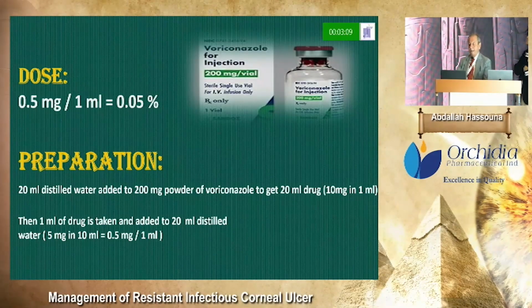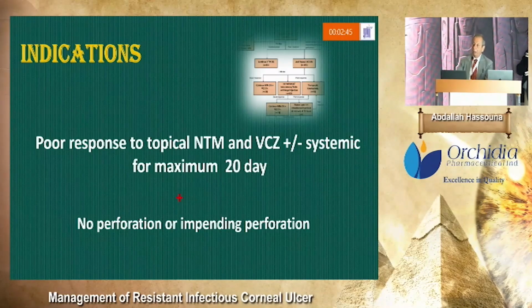So this is how you prepare it. You take 10 to 20 milliliters of distilled water added to the powder, and this is how you prepare the drops. Then you take 1 milliliter of the drug that you prepared, and you add 20 milliliters of distilled water, and you have a 0.05% concentration that you can use.